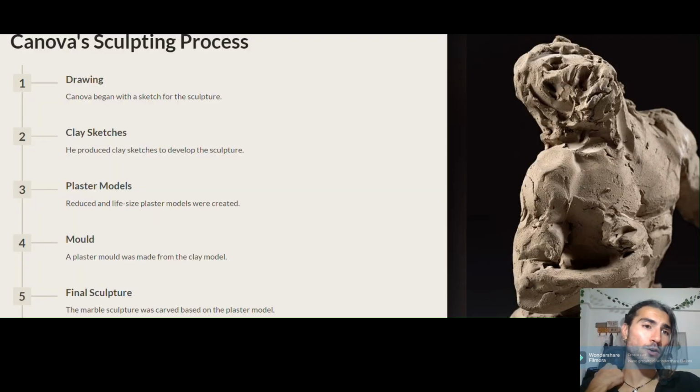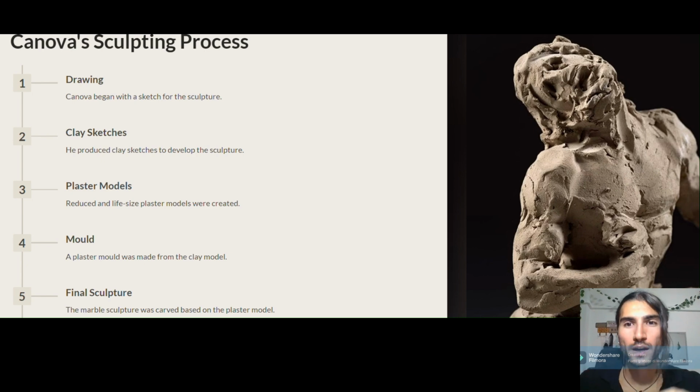But how did Canova realize these marble masterpieces? His process for creating his marble sculptures was highly detailed. He began by making a drawing of the sculpture he wanted to create. Then he produced small sketches in clay to develop his ideas further. After this, he created a reduced-size plaster model of the sculpture.